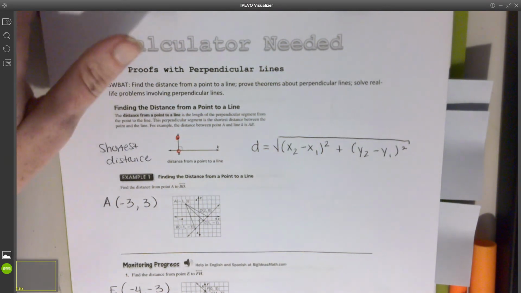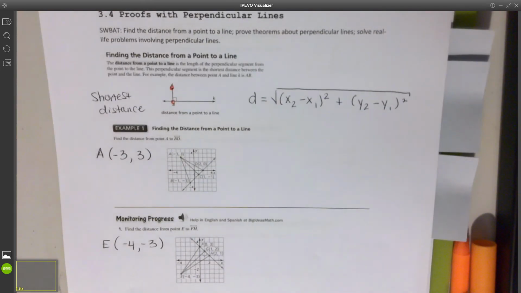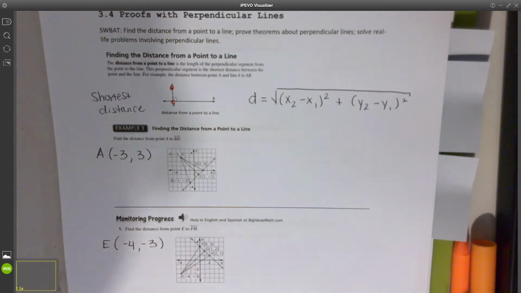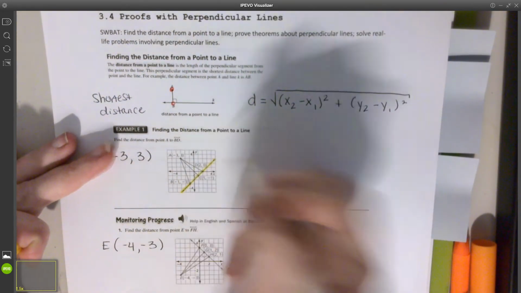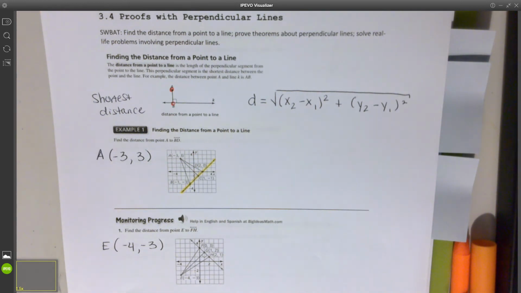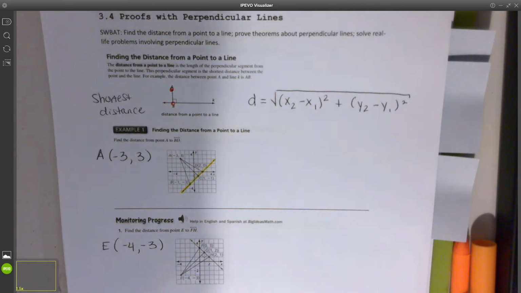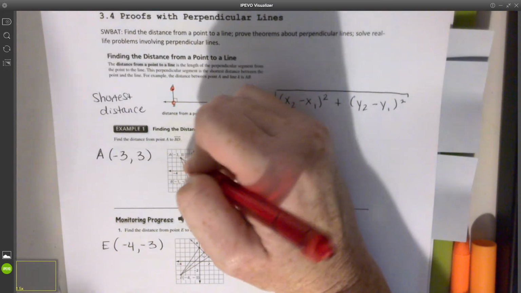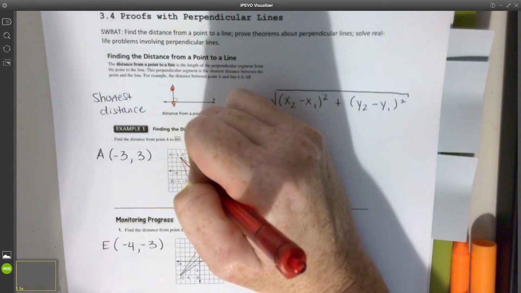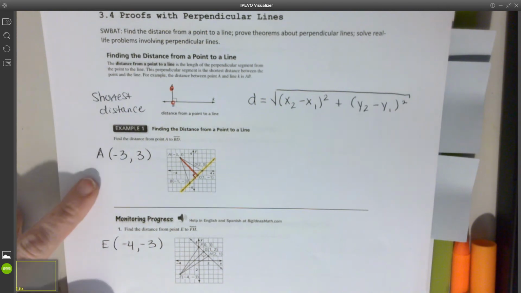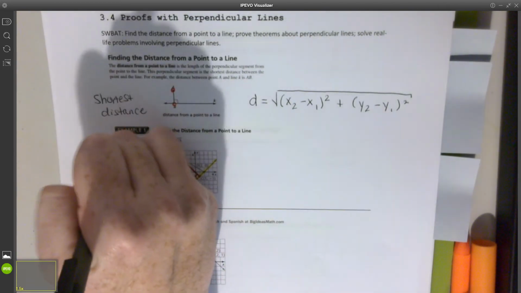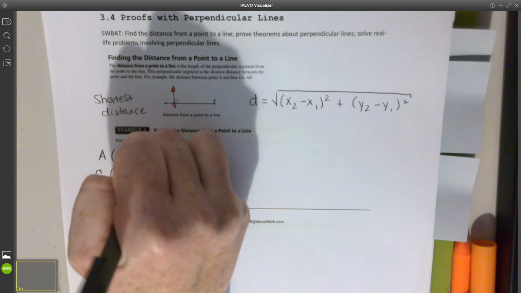So in the very first example, it says find the distance from point A to line BD. Now I'm going to highlight line BD. And there is line BD. Now you can see on line BD, there are 3 points on line BD. We have B, C, and D. The shortest distance to travel on this line so happens to go from A to C. It's not because it's in the middle. It is because it's the line that has that right angle. So I'm going to calculate that distance, which I already wrote point A, -3, 3, to point C, 1, -1.